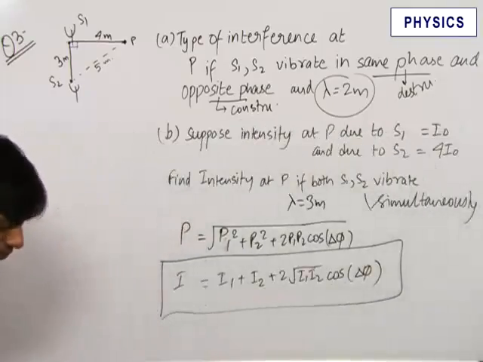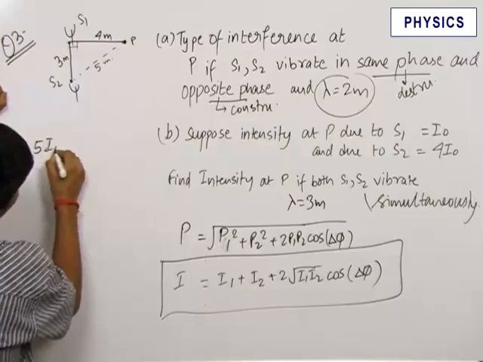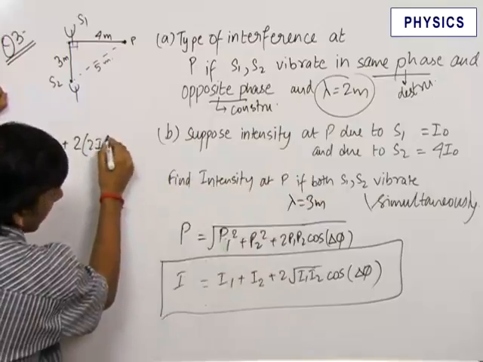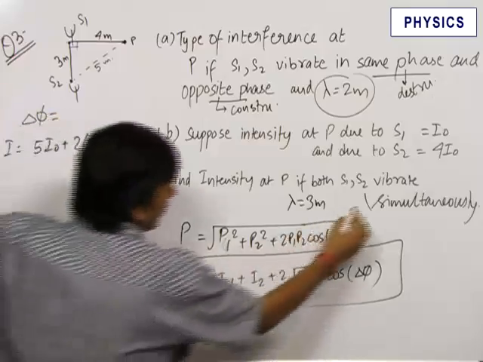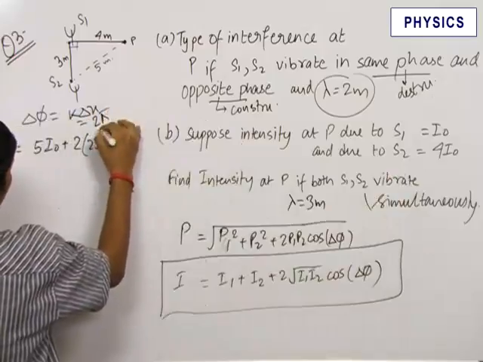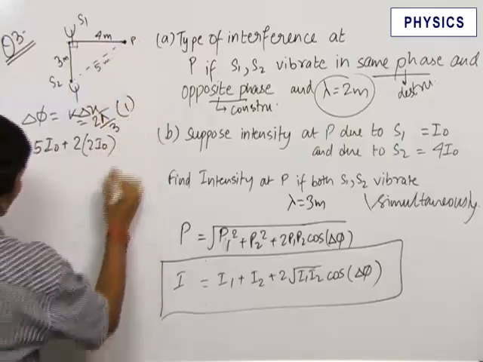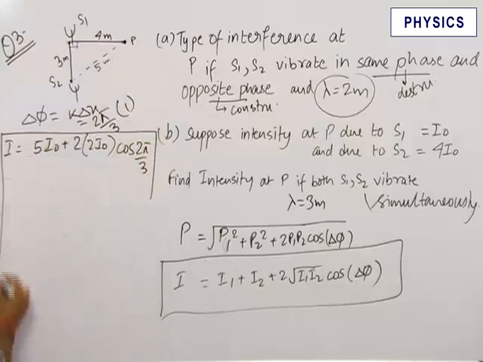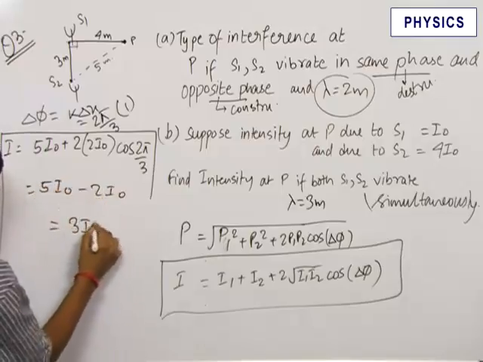Now, using this formula, we get the resultant intensity at that point to be equal to I1 plus I2, that is 5 I0, plus 2 times root over I1 into I2, that is 2 I0 again, and cos of delta phi. Since both of them vibrate in the same phase, delta phi is equal to k delta x. This is equal to 2 pi by lambda, that is 2 pi by 3 into 1, because the path difference is 1. This is equal to cos of 2 pi by 3. This will be equal to 5 I0 minus 2 I0, that is equal to 3 I0.